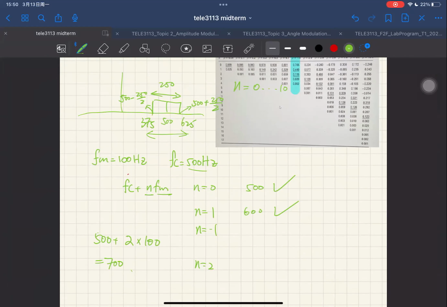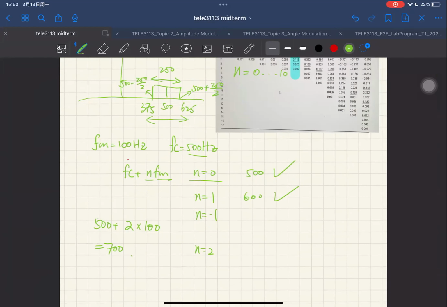So we don't have any frequency component beyond n equals 1. So n equals 2, 3, 4, 5, 6, 7, 8, 9, 10, until whatever, those frequency components are all going to be blocked. So we're only going to have 3 components: n equals 0, n equals 1, and n equals -1. Those are the only 3 components we're going to be left with.